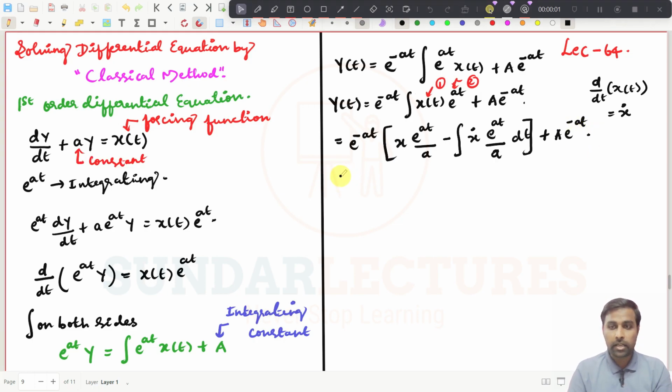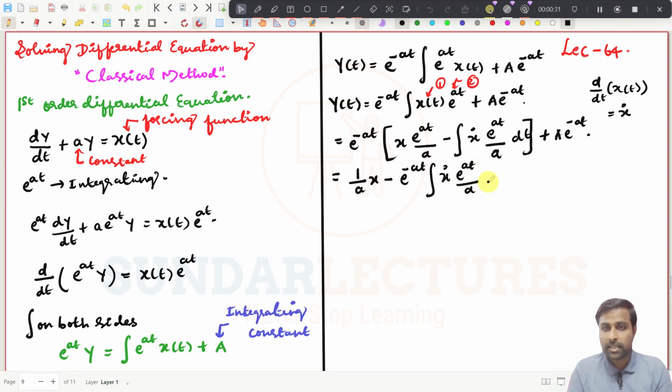So what is the next step now? This will be now e power minus at. See this e power minus at, I can just bring it inside the bracket. So what I will get, this term will be cancelled out, right? It will be 1 now. So I will get 1 by a into x, and then I can bring this to the integration. So it will be e power minus at minus e power minus at integration of x dot e power at divided by a into dt, and then I have this term plus a e power minus at, right?